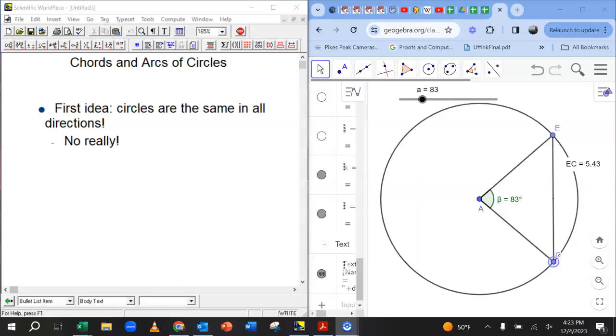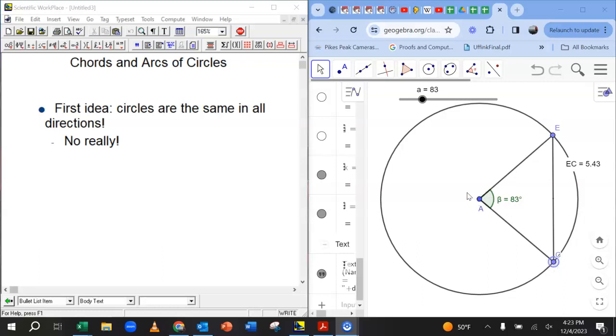Let's look at chords and arcs of circles and various things associated. So a chord is simply a segment between 2 points on a circle. So here EC is going to be a chord. Of course, we already know what to call AC and AE.